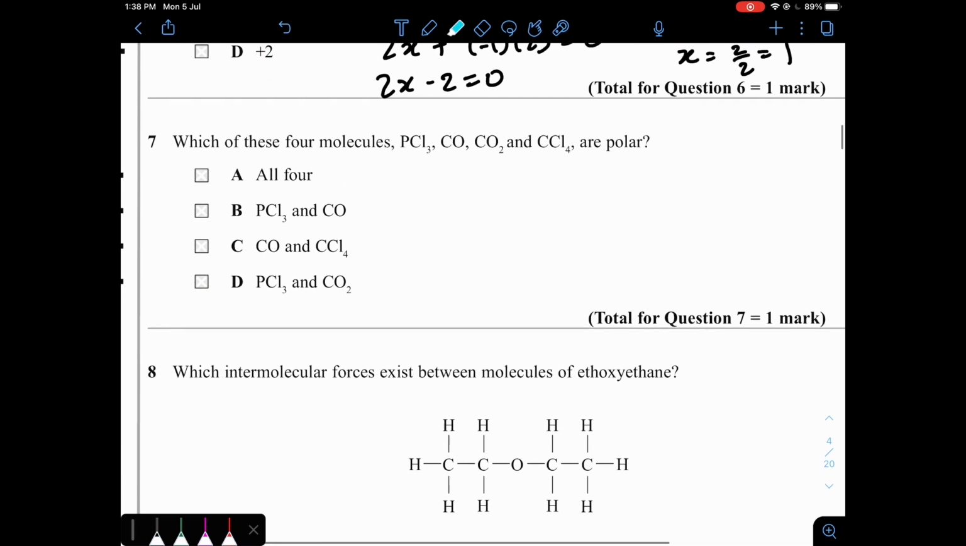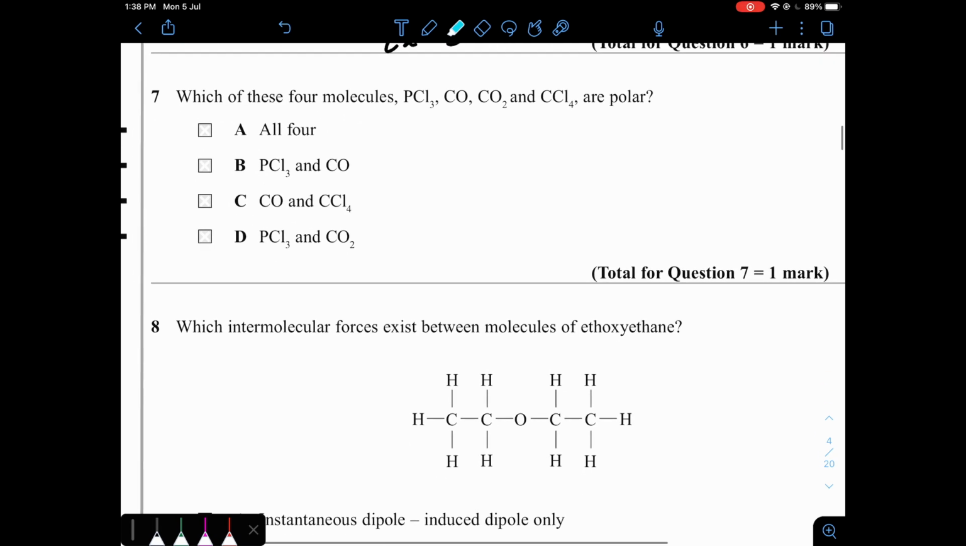Alright, which of these molecules are polar? We've been given PCl3, CO, CO2, and CCl4. Let's draw these. So P, Cl, Cl, and Cl. And we have a lone pair here for PCl3.